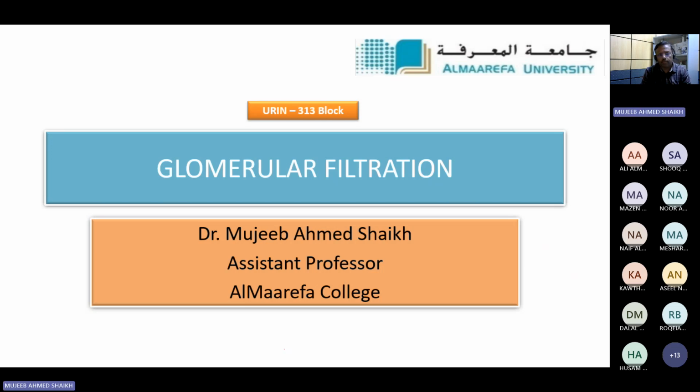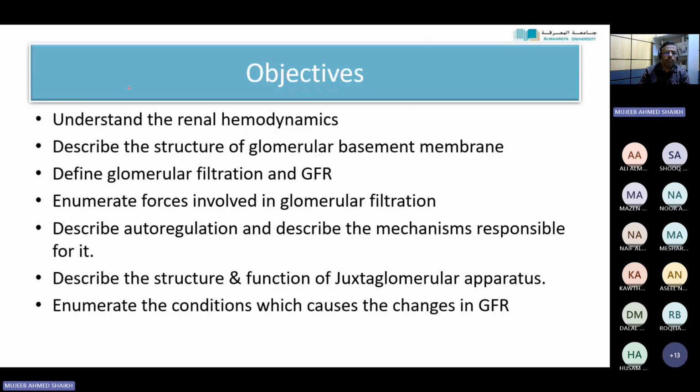What are the parts? There's the glomerulus, Bowman's capsule, proximal convoluted tubule, loop of Henle, and distal convoluted tubule. Very good. So you must remember all these names, because today's lecture is about the glomerular filtration rate, where we will discuss the filtration of plasma in the glomerular part.